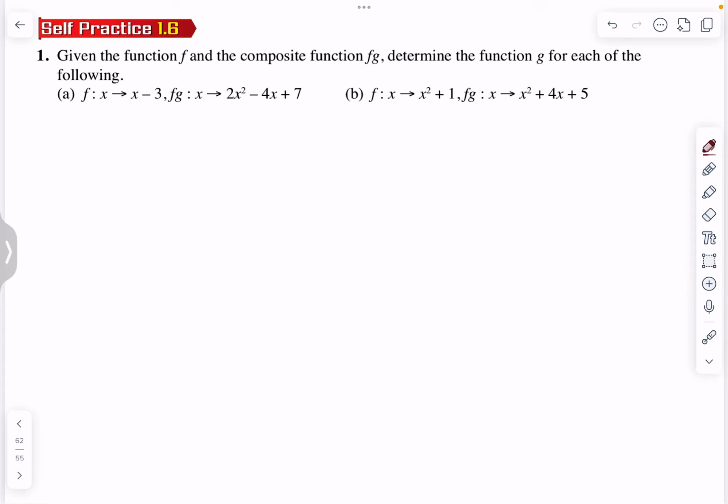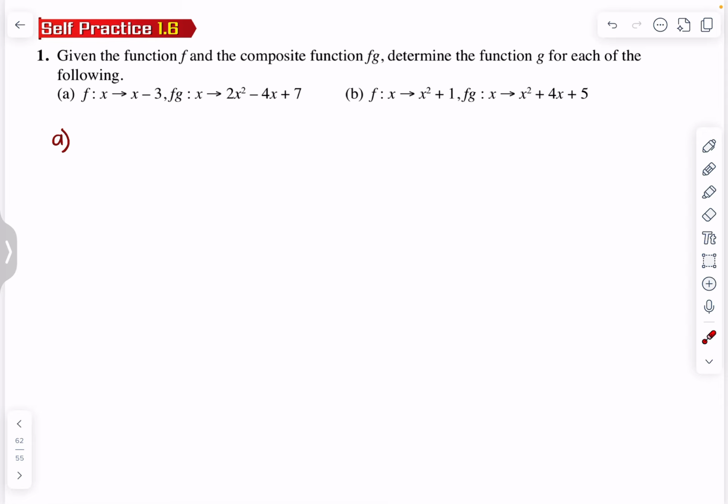Question 1. Given the function f(x) and the composite function fg(x), determine the function g. Okay, so they gave us f(x), they gave us fg(x). Now we need to find g(x). This is called an inside function, where the function we are finding is inside. The next question will be looking at an outside function, where we are finding the function outside.